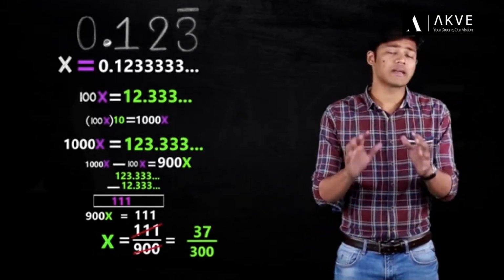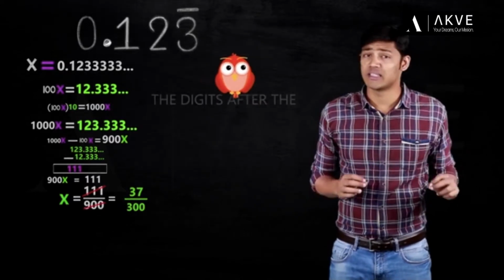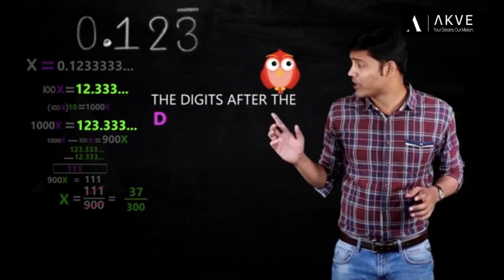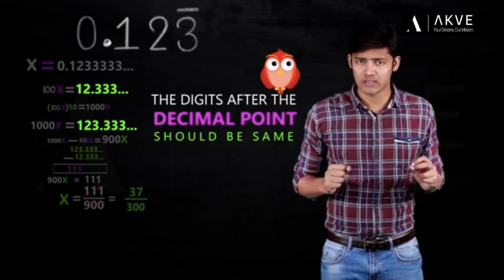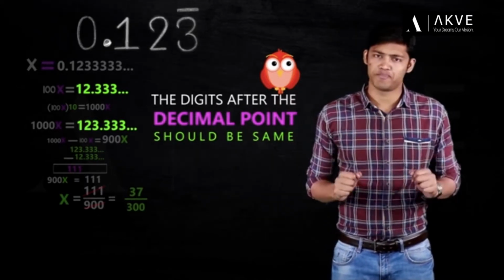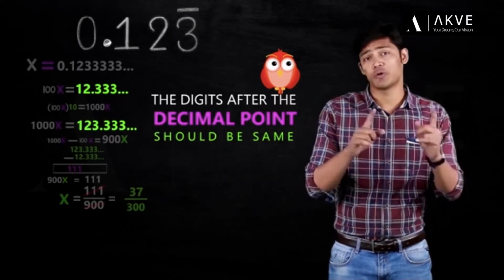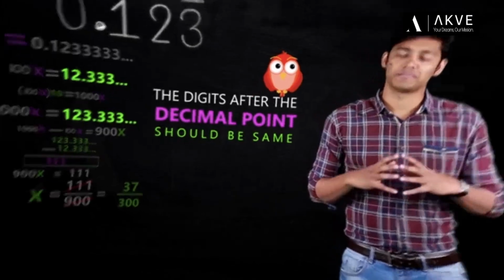So, basically our aim is to multiply with such a number such that the digits after the point will be same in both the numbers, so that at the time of subtracting we can get rid of them. As you keep practicing, you will understand by which number you have to multiply and subtract.